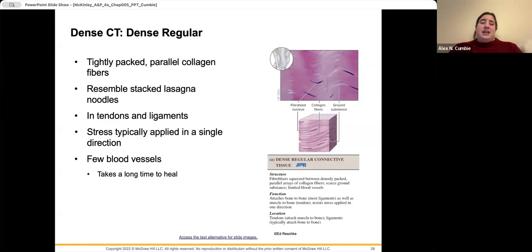Just the fibroblasts. And typically you see this dense regular tissue in tendons and ligaments. Tendons connect your muscle to your bones, ligaments connect your bones to each other. So these are really strong structural connections with collagen tightly packed together. And because there's very few blood vessels that are able to make their way here, if you damage this tissue, it'll take longer to heal.